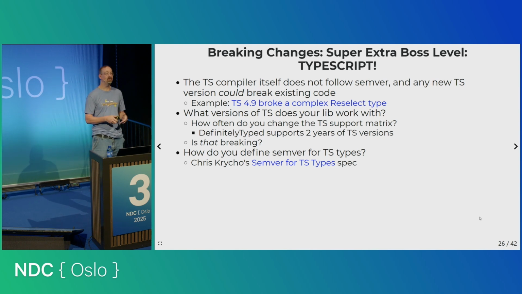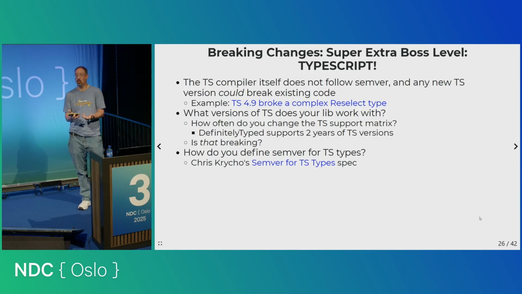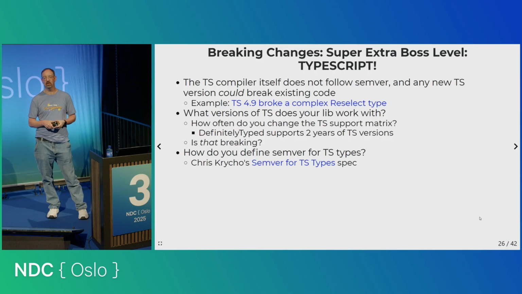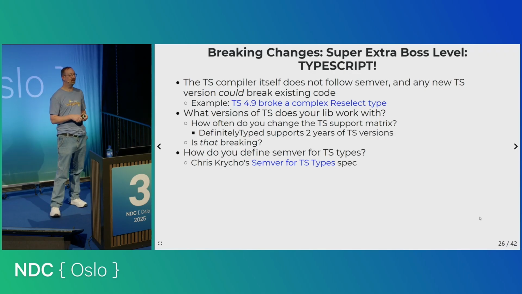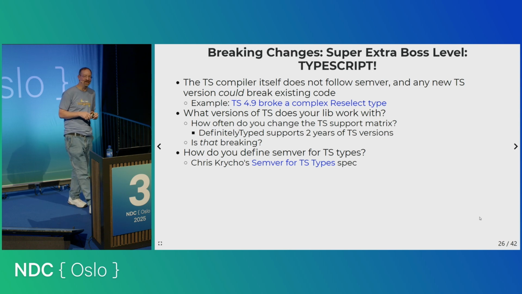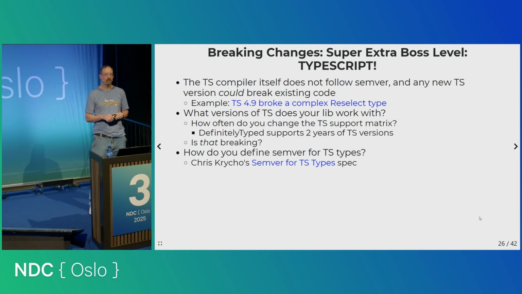So then there's also the question of what versions of TypeScript do I expect our types to work with? The DefinitelyTyped repository basically says the last 2 years of versions. We've tried to match that ourselves recently. But if I change our matrix of which TS versions we officially support, does that count as a breaking change, or can I do that in a minor version? We go with minors. Your mileage may vary.